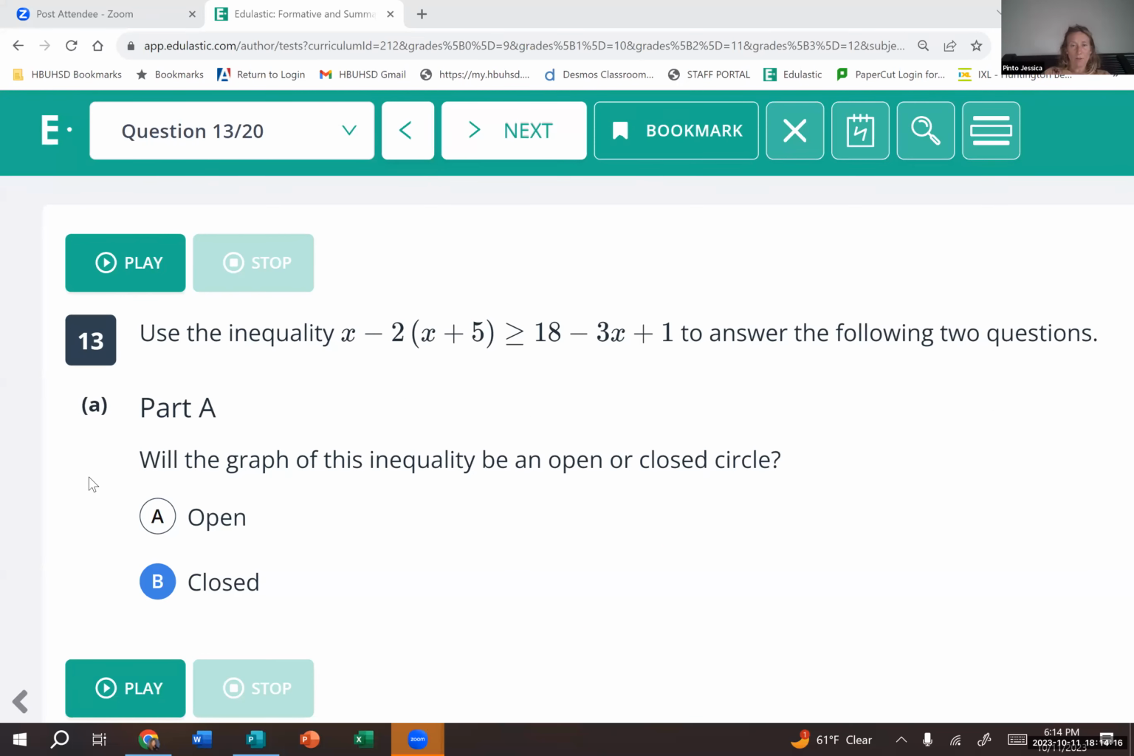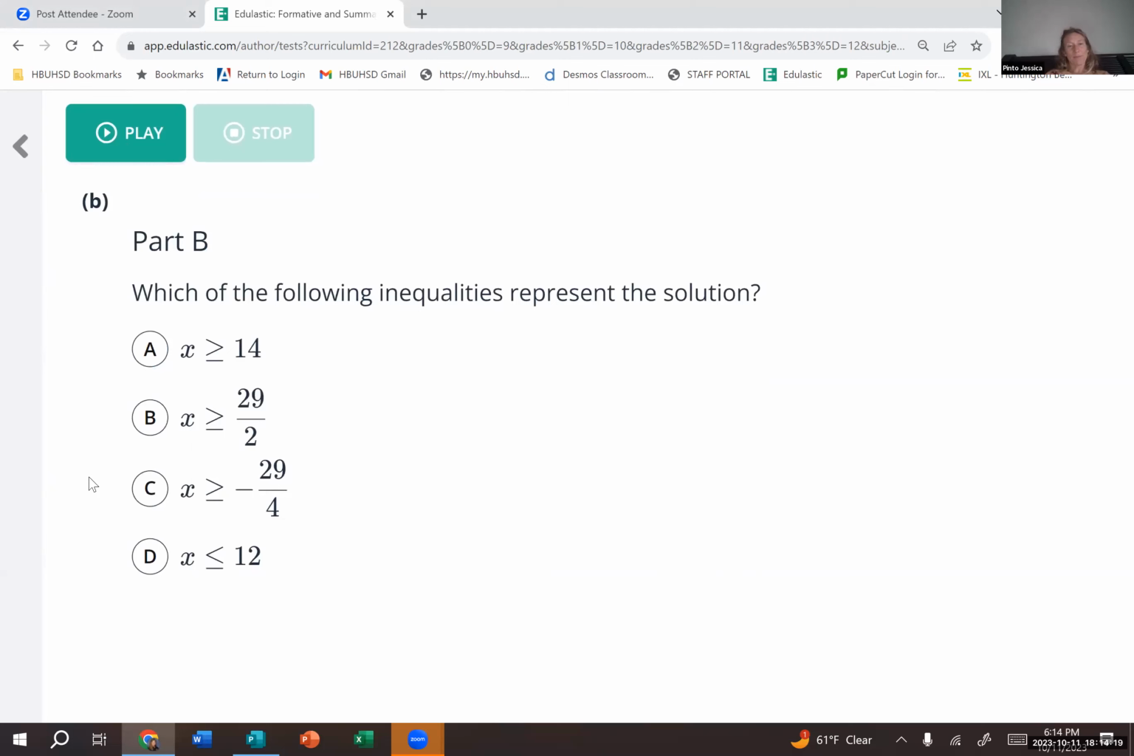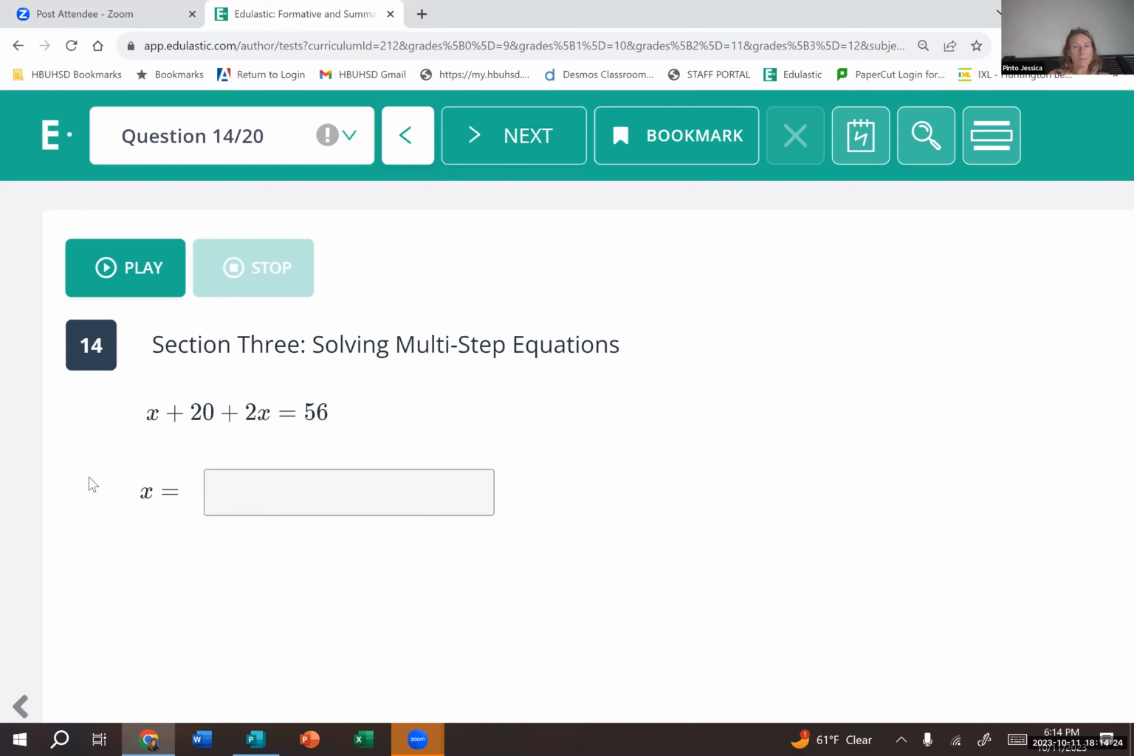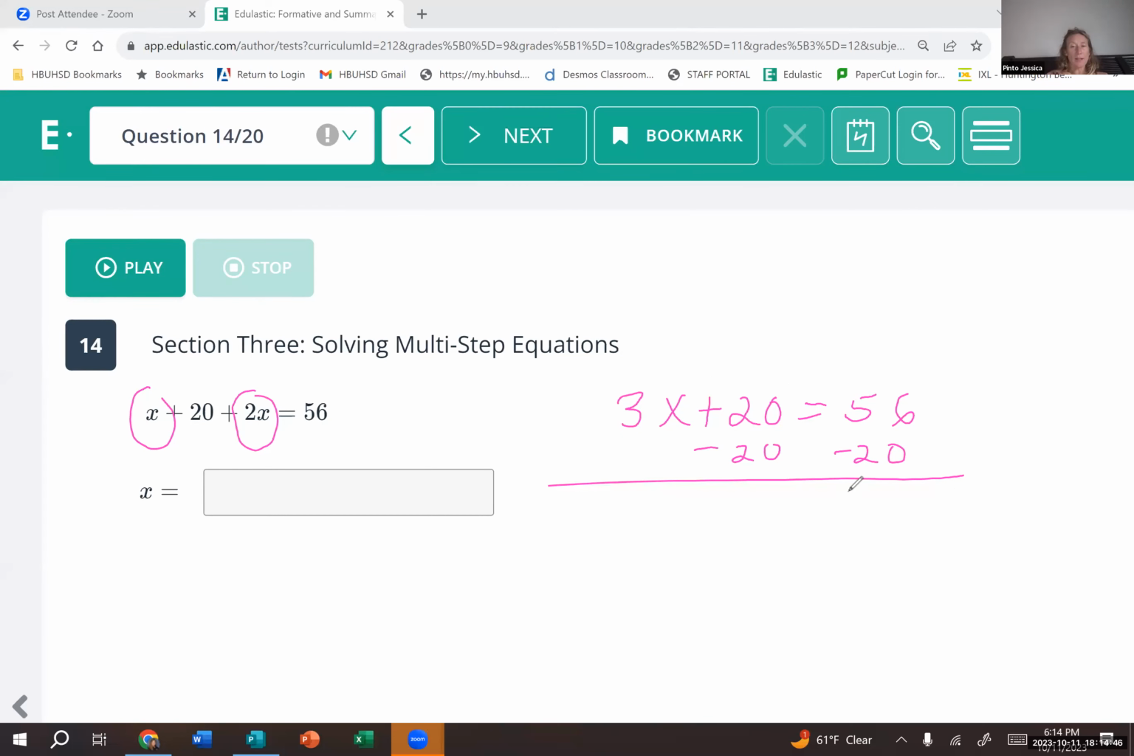Let's see, let's scroll down here if we can. Oh, there it is, B. All right, let's take a look at 14. Oh, this one's silly. This one was meant to be earlier. This one is like what problem we saw earlier. So x is only on the same side. I do want you to know that when we see x, that's 1x. So that's going to be 3x plus 20 is equal to 56. Subtracting 20 gives me 36 is equal to 3x, which means x is equal to 12 because 3 times 12 is 36.